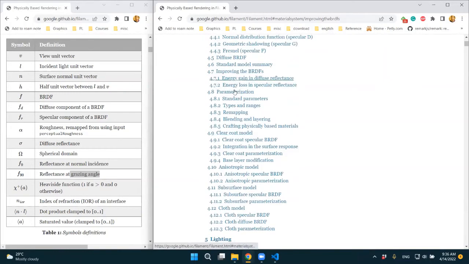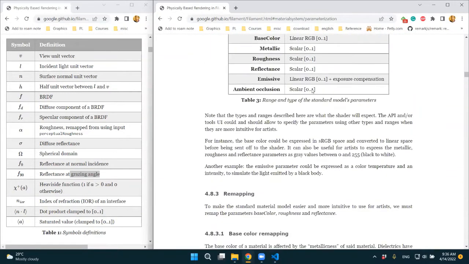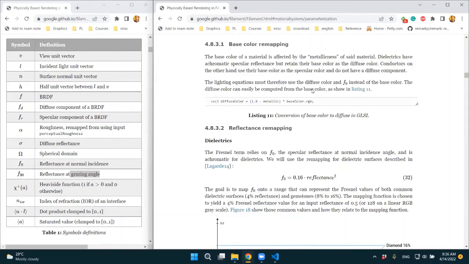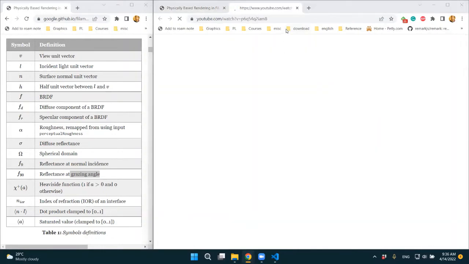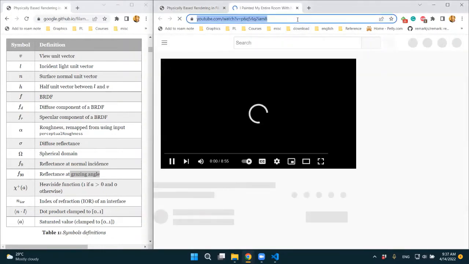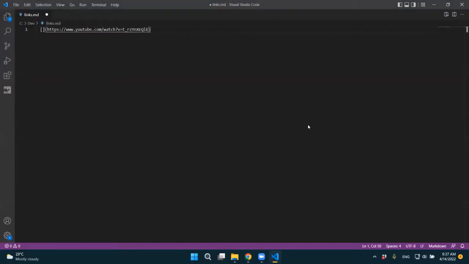Actually, that'd be a really weird scenario, because the light would bounce off the metal thing and then hit the room, bounce off the walls in the room, and then back onto the sphere. I know of a video that's kind of like that. The guy painted a room with Musou black, and anything that isn't in direct light can't be seen, pretty much, because there is no backlighting or reflected lighting.